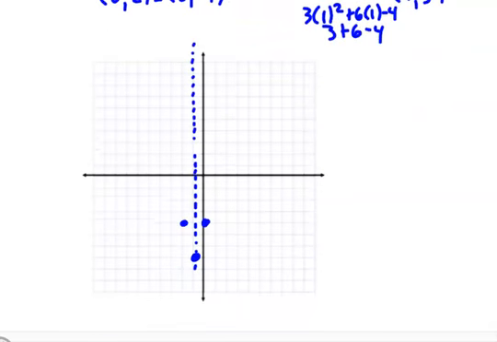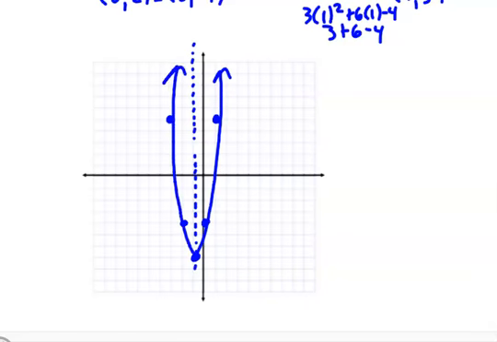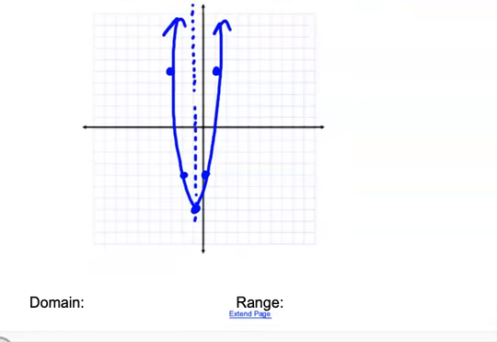So back down to the graph. At 1, we're up at 5. We have a skinny graph, but that makes sense because we had a 3 out front. This dot is 2 away from the dashed line, so I need a dot 2 to the left of the dashed line. And there's my parabola. The domain is all real numbers. The range is y greater than, since this is opening up, the smallest number y ever got to, which was negative 7.